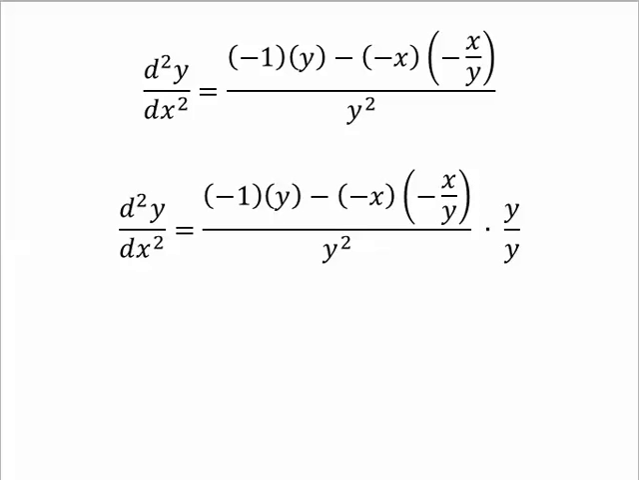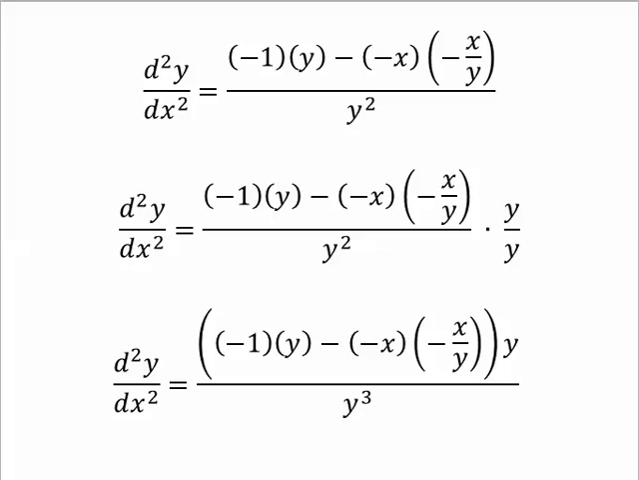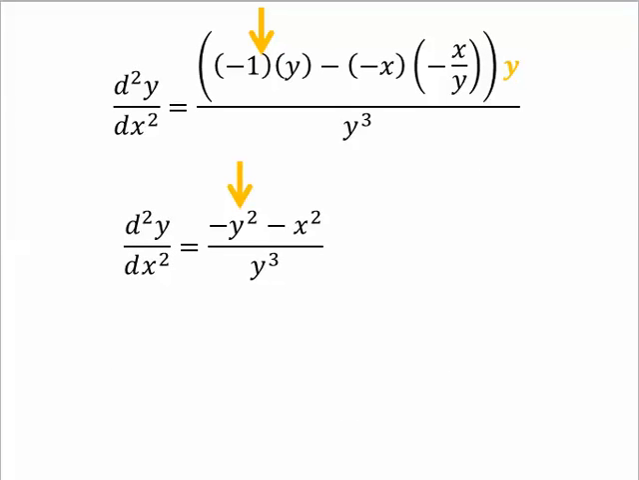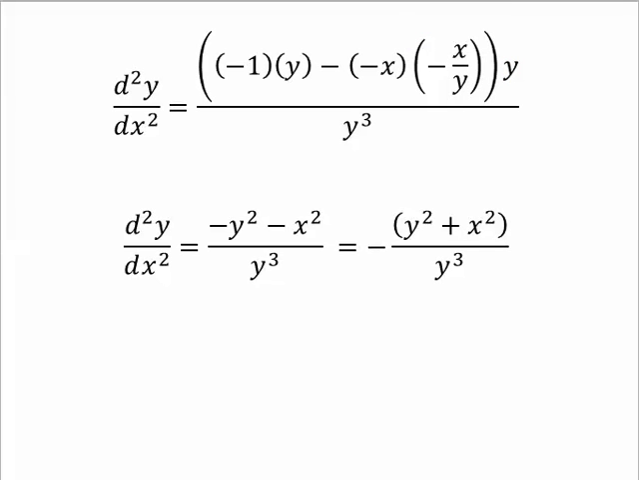When we multiply the top and the bottom by y, we have to be very careful in the numerator. We're going to have to distribute that y. All right. So for my first multiplication, I'll have negative 1 times y, and that gives me negative y squared. For my second multiplication, I'll have negative x times negative x over y times y, and that gives me x squared. Pull out the negative, and wait a minute, we have another observation.